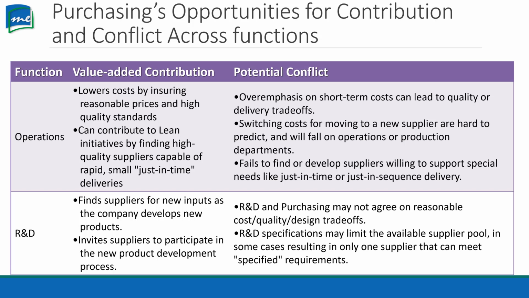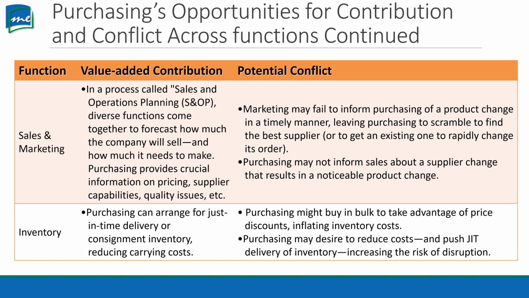So research and development and purchasing are not going to agree on the reasonable cost, quality, and design trade-offs. Research and development is going to want the best quality for the best design, and they don't care what the cost is. Where purchasing cares about cost and quality, and maybe there will be some compromise on design. So that's where you need to learn and talk to your people, talk with these other departments, and figure out where you can find some middle ground.